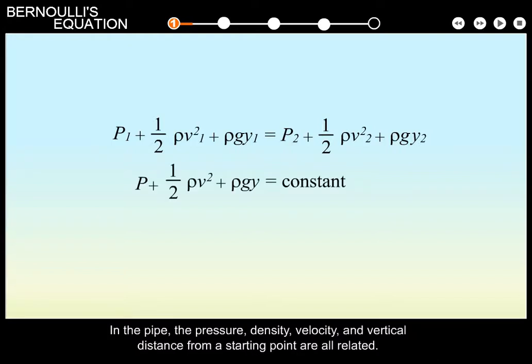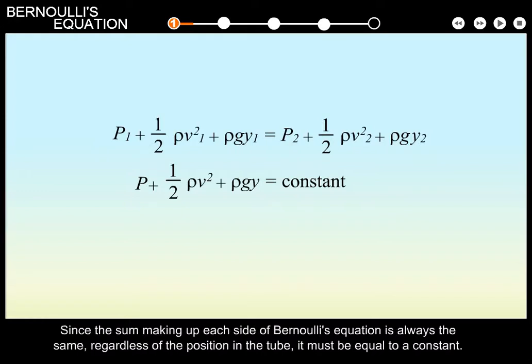In the pipe, the pressure, density, velocity, and vertical distance from a starting point are all related. Since the sum making up each side of Bernoulli's equation is always the same, regardless of the position in the tube, it must be equal to a constant.